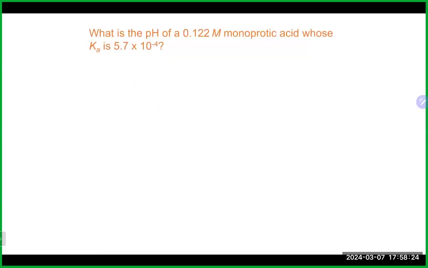All right, so let's try another one here. What is the pH of a 0.122 molar monoprotic acid with a Ka value of 5.7 times 10 to the minus 4? If you don't have a formula, this is a generic formula for a monoprotic acid. HA has one hydrogen to give, which is why it's called a monoprotic acid. So take a little bit of time and see.